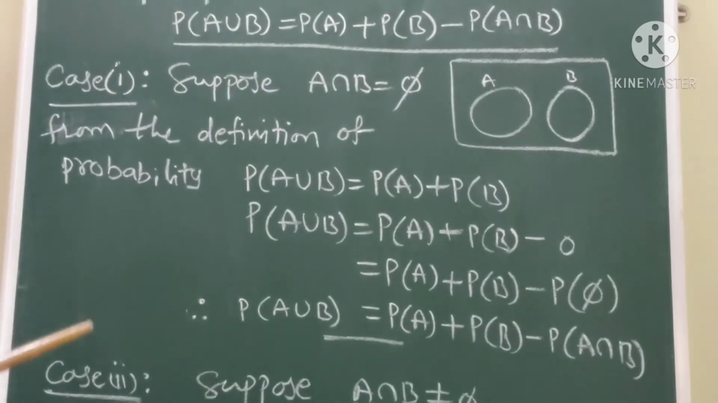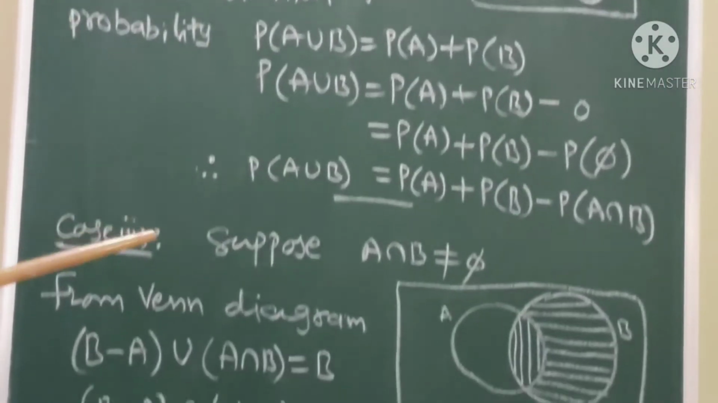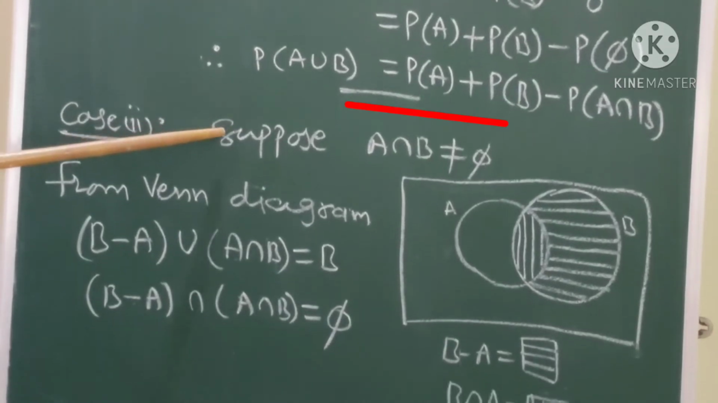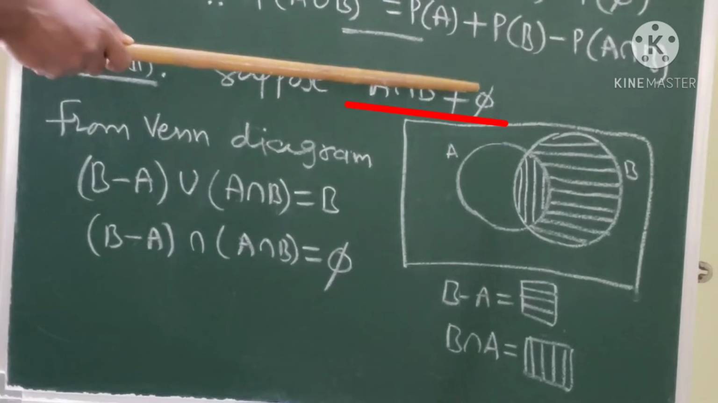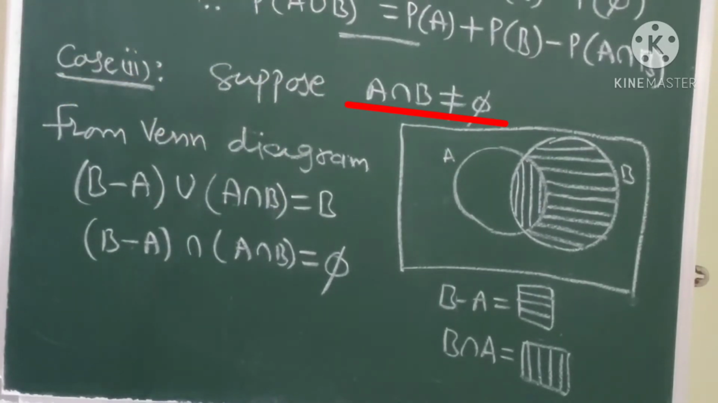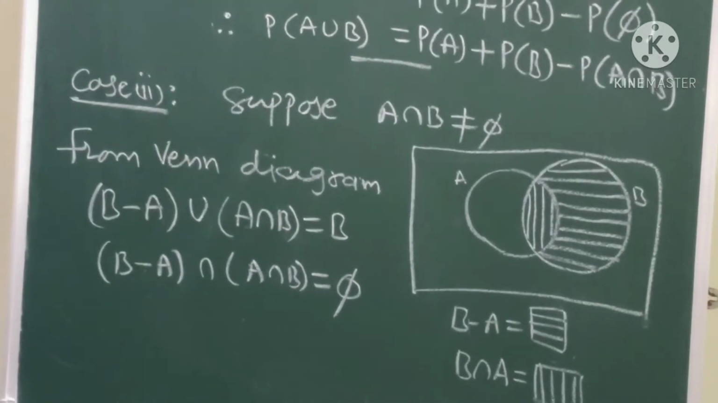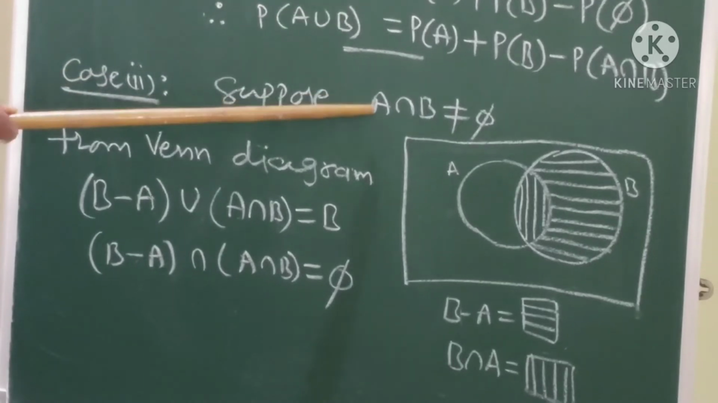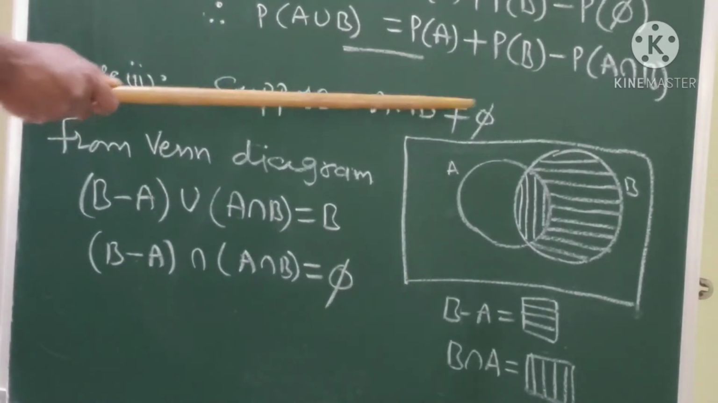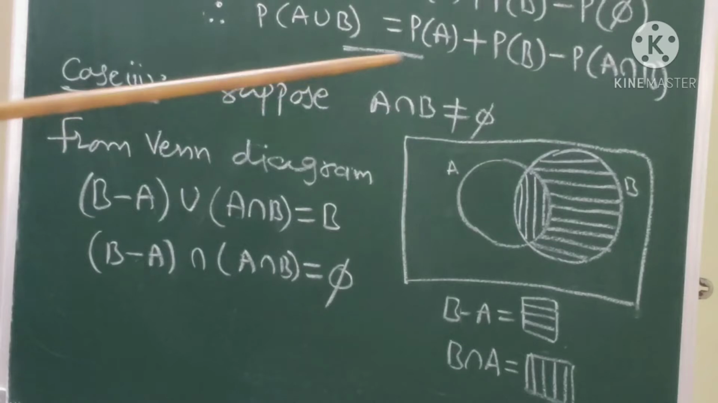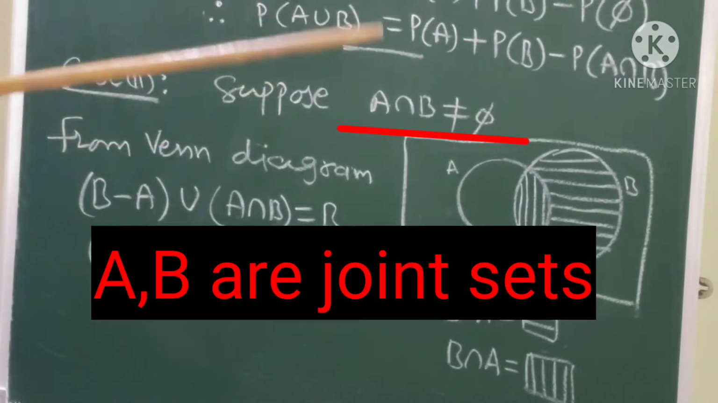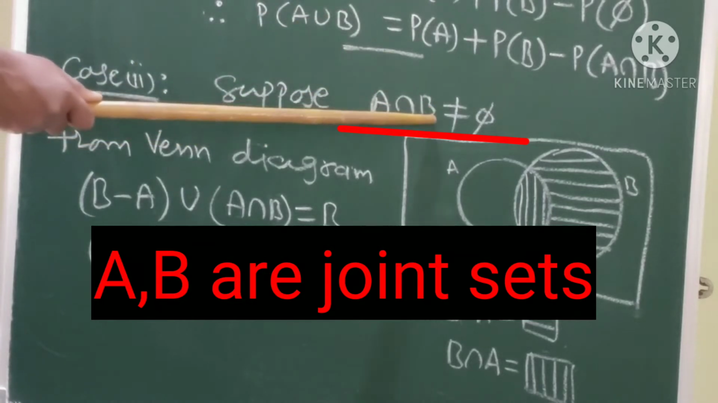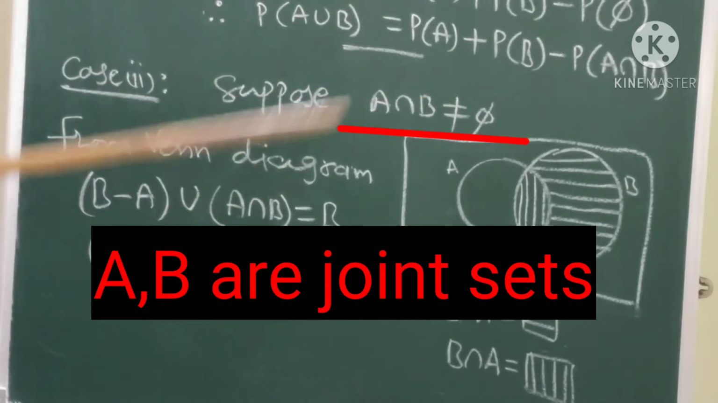Now let us go for case 2. In case 2, suppose we say that A intersection B is not equal to the null set. In the previous case 1, A intersection B is the null set. Here A intersection B is not equal to the null set. That means A and B are joint sets.